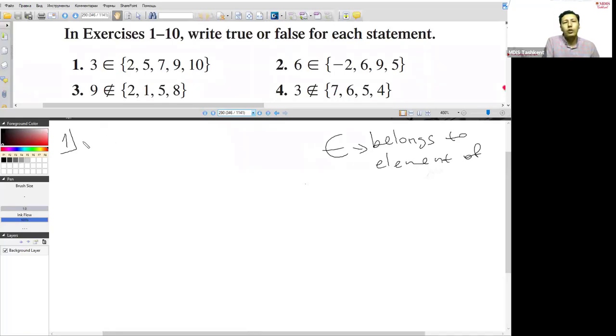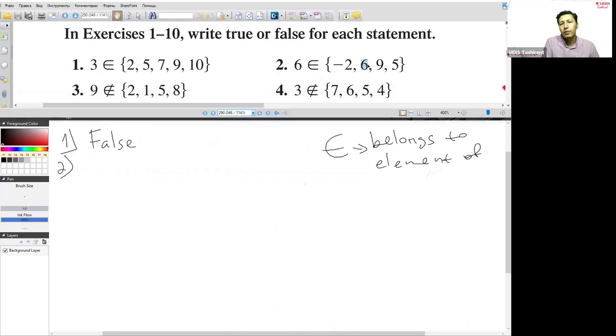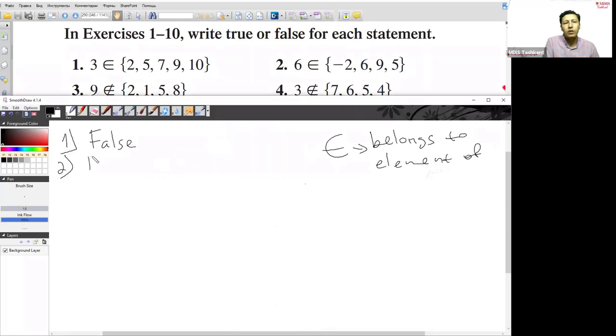Okay, so question 1. 3 belongs to this set. Is it true? No, because we don't have 3 in this set. Therefore, it is false. Number 2. 6 belongs to this set. Is it true? Yes, because we have 6 there. So it is true.